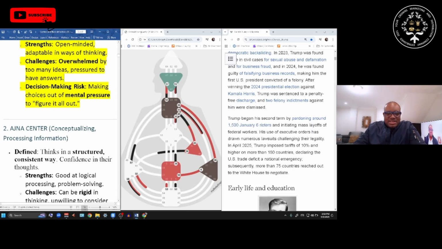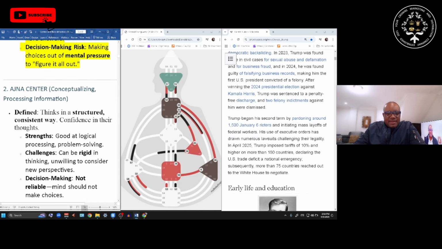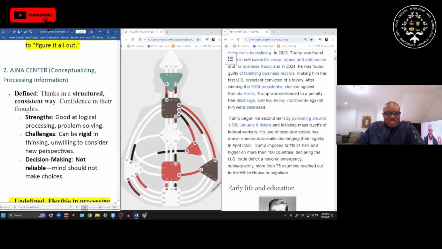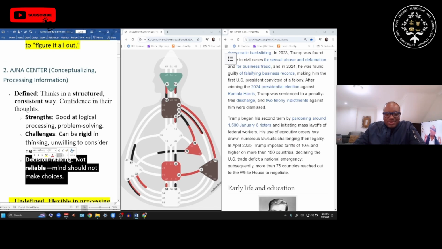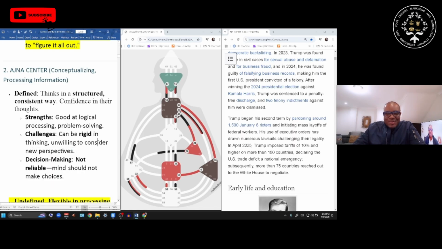All right, so next up is the ajna, which he is defined in. And it says that he thinks in a structured and consistent way, confidence in their thoughts. Well, you can clearly see that. His strengths, good at logical processing and problem solving. Some of the challenges can be rigid in thinking, right? Rigid in thinking, not moving, not shifting. You know, you're going to pay that tariffs, right? Unwilling to consider new perspectives, like, yeah, I'm sticking with it. Decision making, not reliable. Mind should not make choices, all right? So, I'm not saying yes or no, I'm not saying good or bad. I'm just reading the thing as it says it, right?